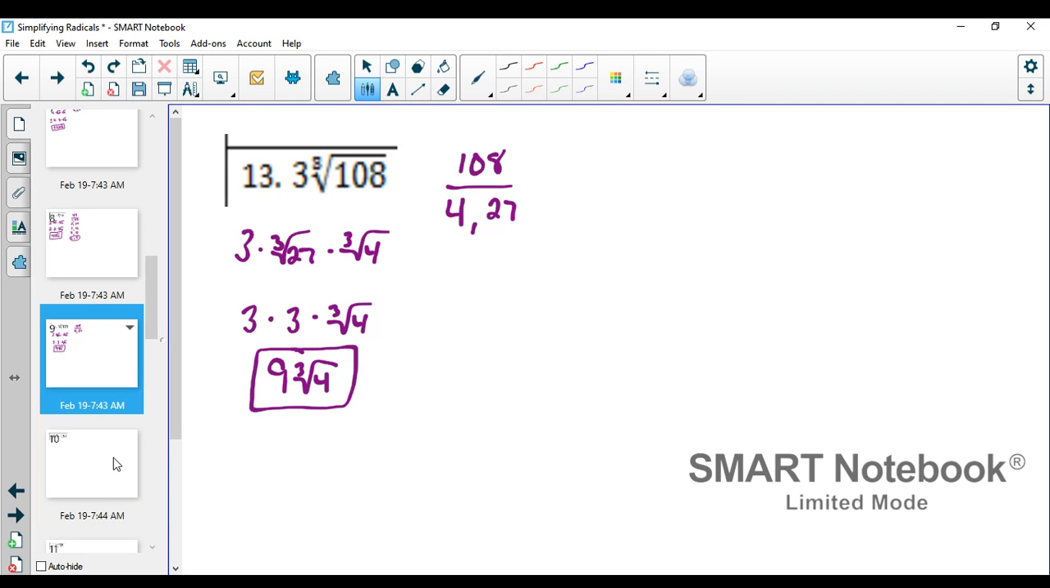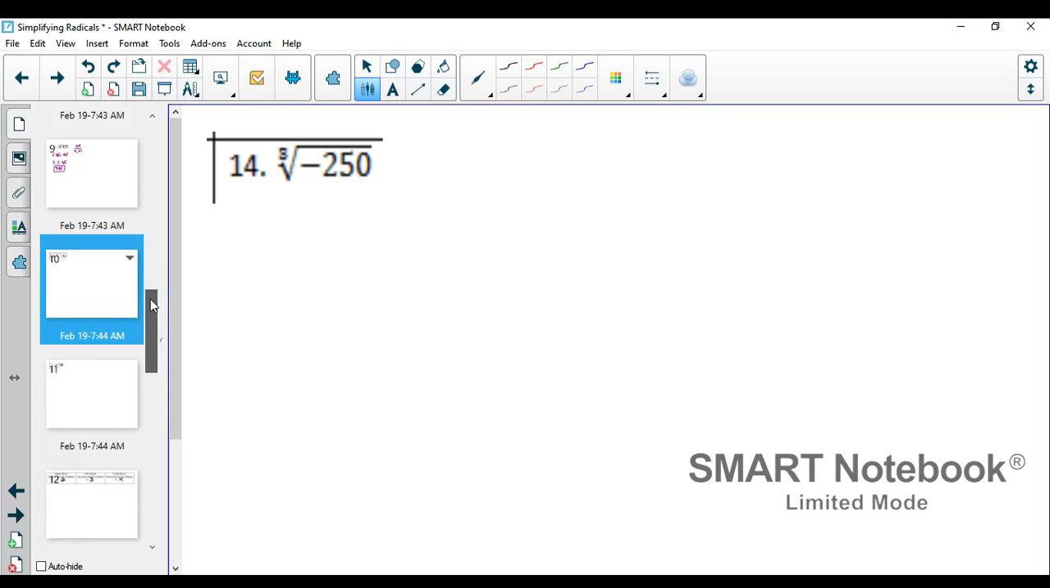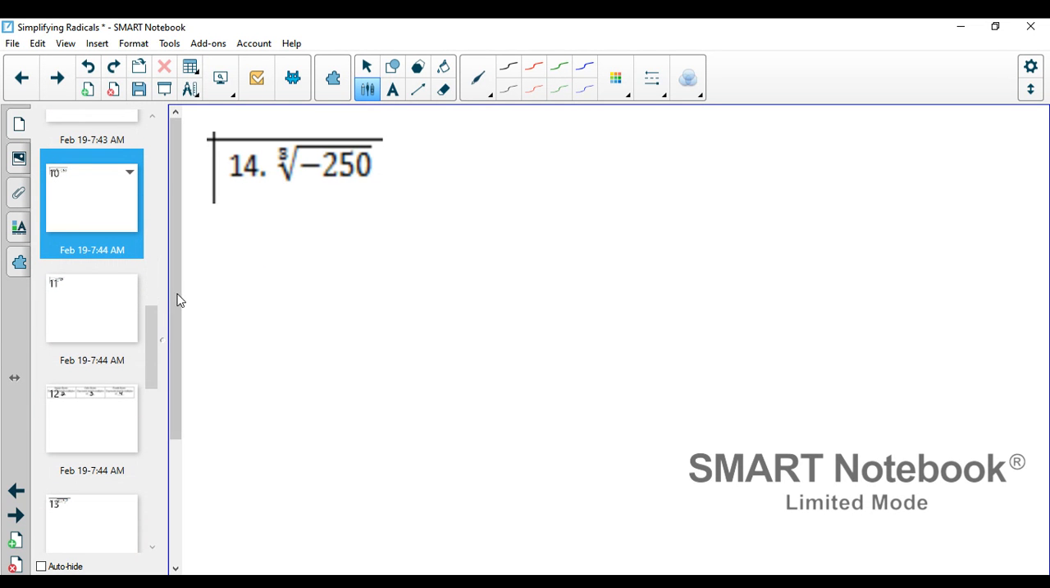All right, so moving on to 14. And yes, I realize there are a lot of examples in this, but it's necessary because there are a lot of different types of problems.